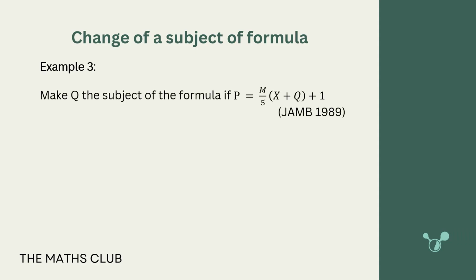The next example says that we should make q the subject of the formula if p is equal to m over 5 open brackets x plus q close brackets plus 1. This is from JAMB 1989. I want you to pause the video and try it out yourself. Welcome back. Let's solve it together.